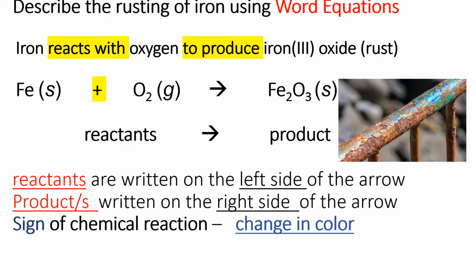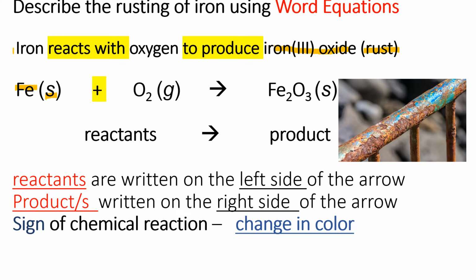Now, let's describe the rusting of iron using a word equation. Iron reacts with oxygen to produce iron oxide, which is called rust. So the formula of rust is iron oxide. So we can convert that word equation into a skeleton chemical equation wherein we can write the symbol of iron. And the symbol of iron is Fe, solid. We need to indicate the state, solid.